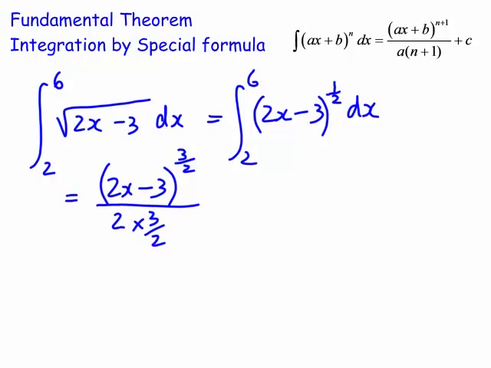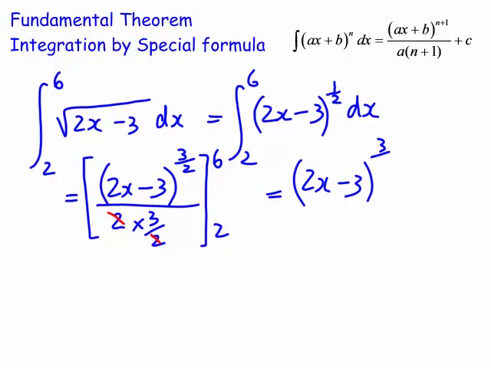Now, we normally add a c, but this is a definite integral, so we're going to evaluate it between these two bounds, the 6 and the 2. We're going to feed the function a 6 and then subtract off feeding the function a 2. But we'll simplify it a little bit first. Let's cancel the 2s, so it's just a 3 on the bottom. So this is equal to 2x minus 3 to the 3 on 2, all over 3.